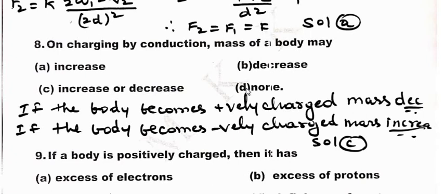You mean to say that the body has lost some electrons to the charging body. So when it has lost electrons, naturally its mass decreases. Whereas if you say a body has become negatively charged, that means electrons have been added onto the body from the charging body. So due to the addition of electrons, the mass increases. So both are possible, either increase or decrease, when charging by conduction takes place.